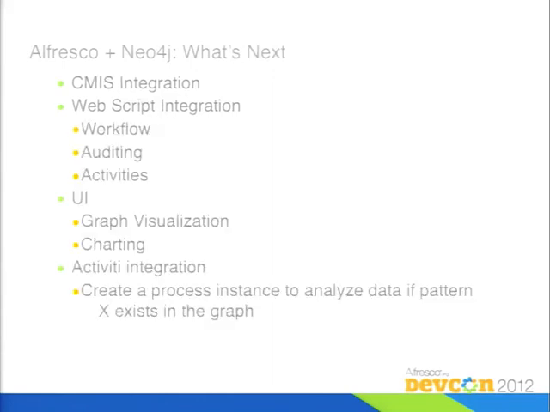So what's next on my hit list? More seamless integration. I want to add the workflow and auditing data, as I said before. From a UI standpoint, I want to do graph visualization through libraries like D3 and charting as well. Also, I want to integrate activity. So basically, if there's a particular pattern that we provide, you can actually run a query in Neo4j to say, if this pattern exists in the graph, then create an activity workflow.